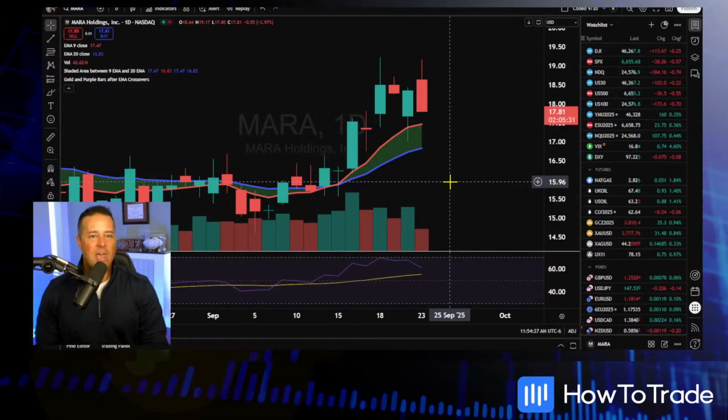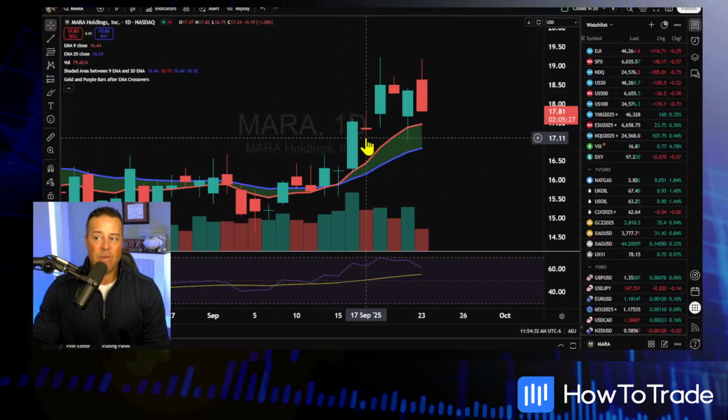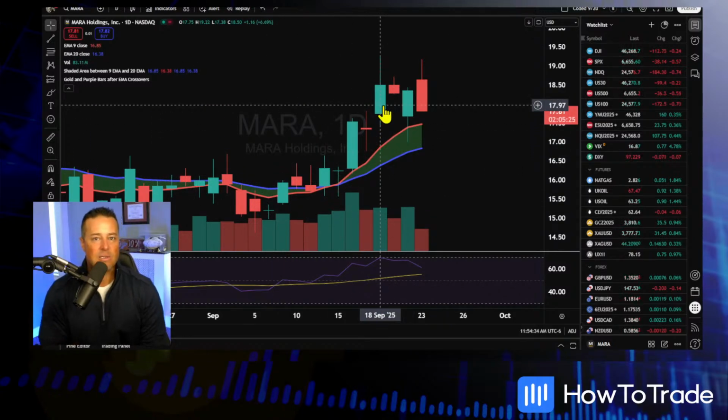Those are huge gains, and just really, I mean, that is a true swing trade for me right there. There's your bid. Maybe you're only in it for two days. Take the money and run.